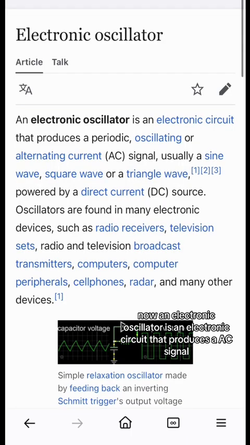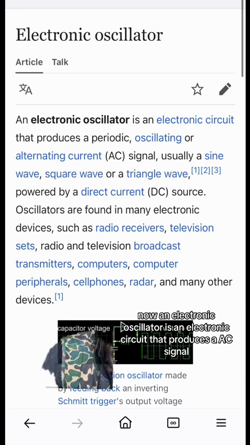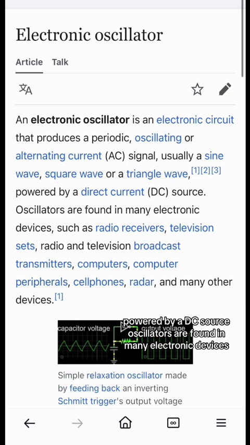Now, an electronic oscillator is an electronic circuit that produces an AC signal powered by a DC source.